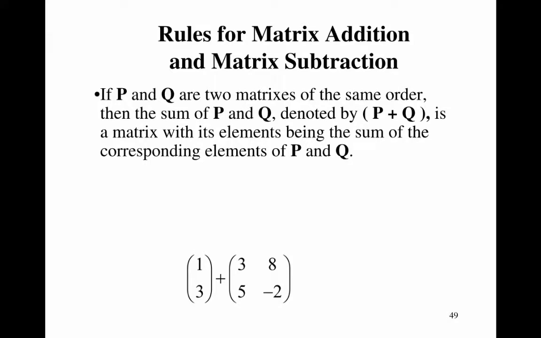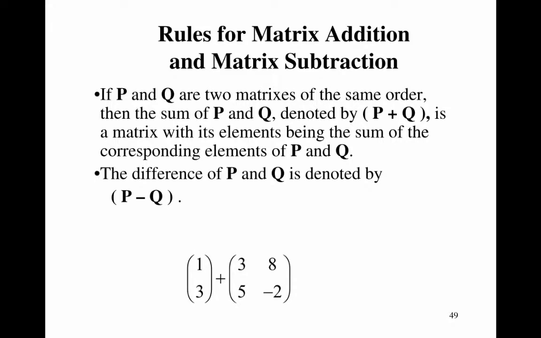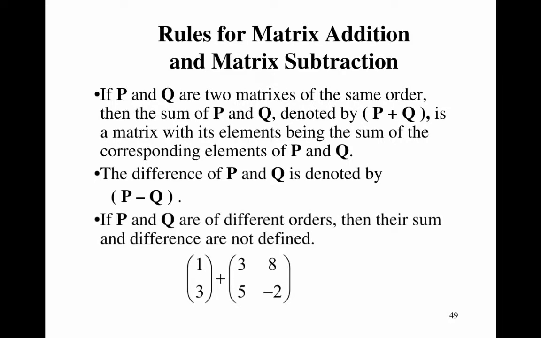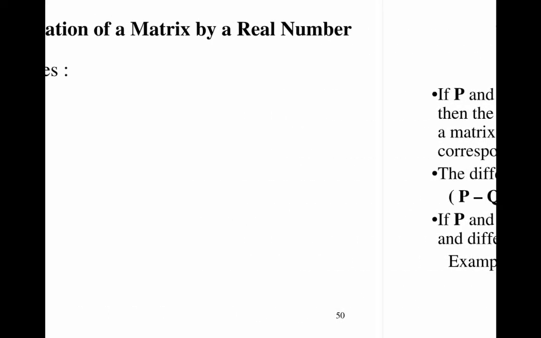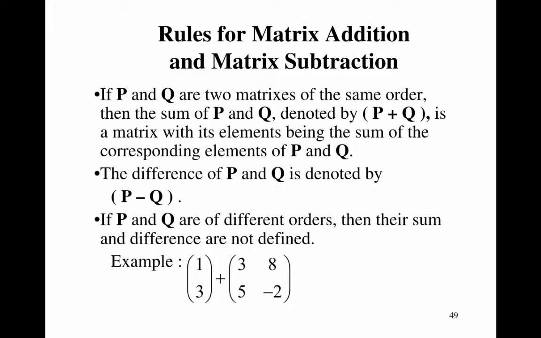Rules for matrices. If P and Q are two matrices of the same order, then the sum of P and Q, denoted by P plus Q, is a matrix with its elements being the sum of the corresponding elements. The difference of P and Q is denoted by P minus Q. If they're of different orders, then their sum or difference is not defined. So here in this example, I can't add them, I can't subtract them, I can't do anything to them because the orders of them are different.